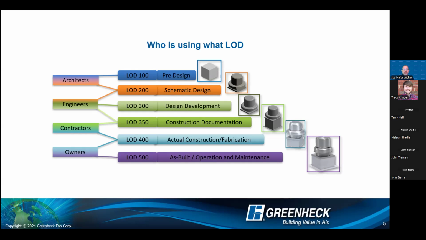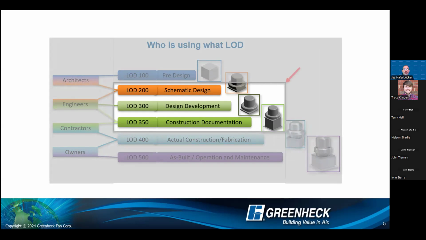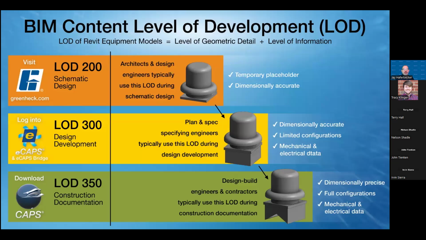All right, so those are the 6 different LOD levels. Greenheck offers these 3 different levels: LOD 200, 300, and 350. This slide represents where you would go for those various LOD levels. If you're going to the website, you're going to get our LOD 200. You just pick a Revit family and the size and insert it, and away you go. It's kind of that placeholder.